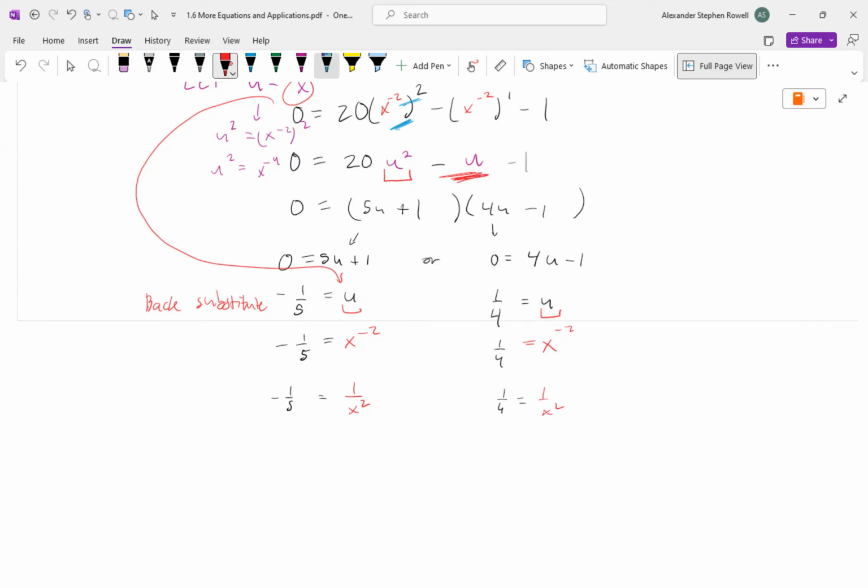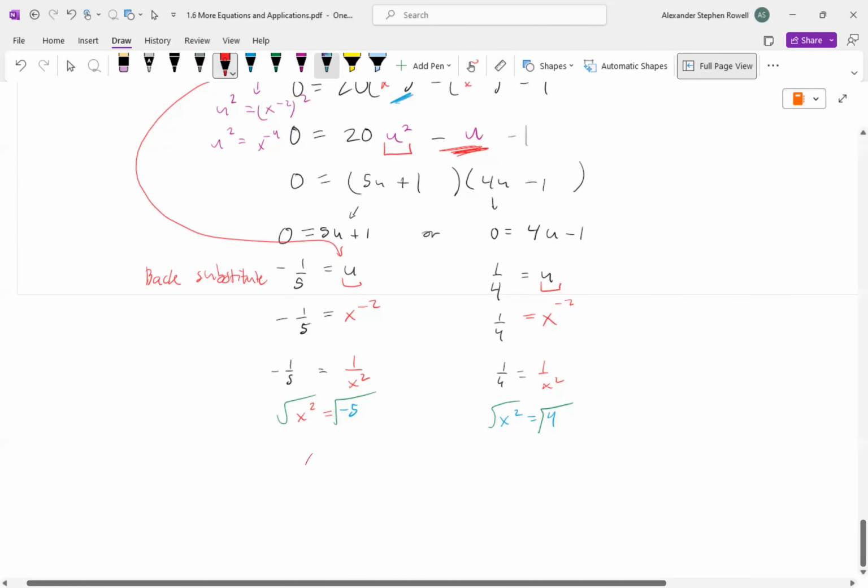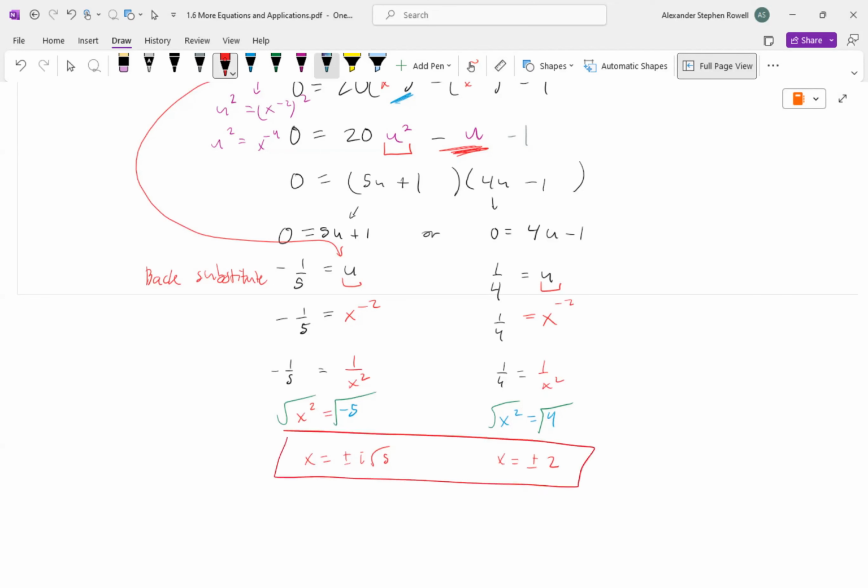Okay, so in this case, I could multiply both sides by x squared, or I guess cross multiply. Are you comfortable with that? And then I can square root both sides. X is equal to plus or minus i root 5. X is equal to plus or minus 2. We got how many solutions? 4 solutions. Two complex and two real numbers.